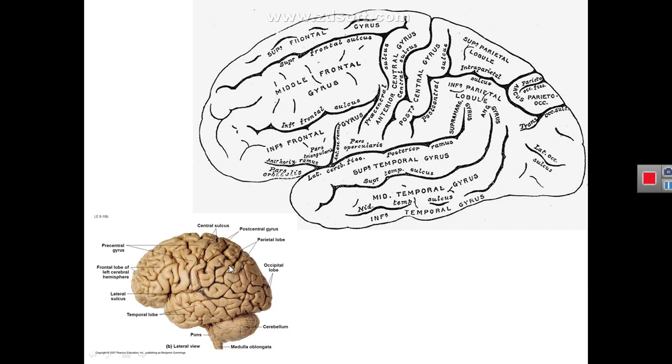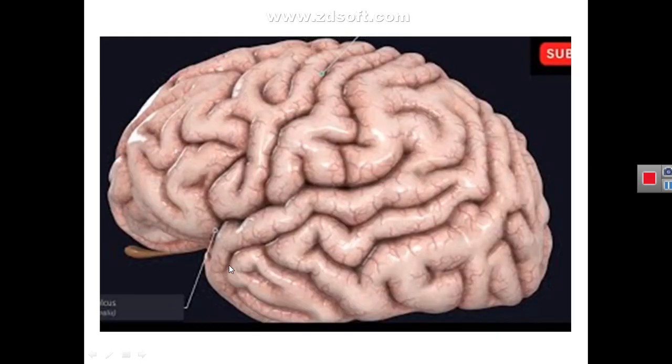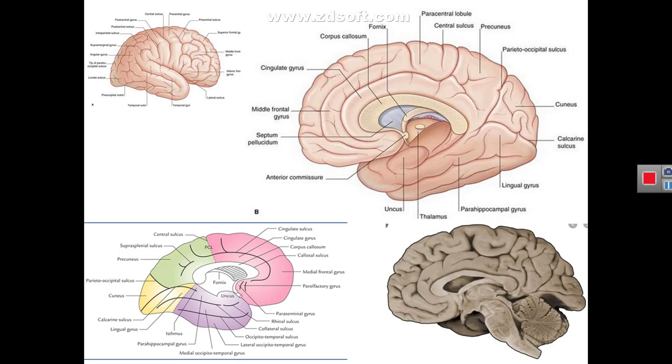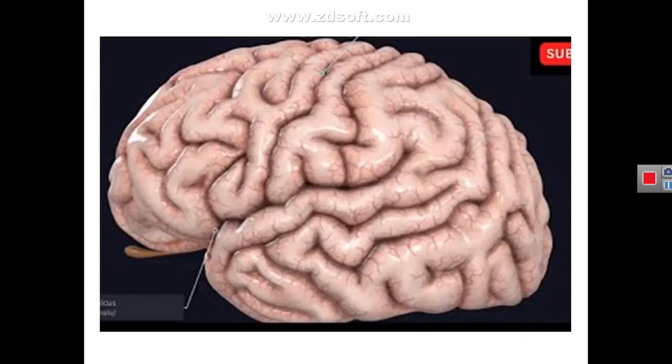And now we will pass to the gyri and sulci of the medial surface of the cerebral hemisphere. I want to show you this figure. Of course, I'm choosing a non-typical configuration to make you understand that there is no typical arrangement for the gyri and sulci. This is the frontal pole, temporal pole, occipital pole.